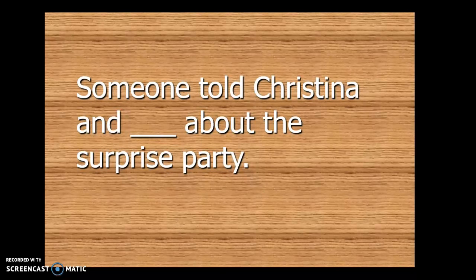Someone told Christina and blank about the surprise party. Now, would you say someone told Christina and I about the surprise party? Or would you say someone told Christina and me about the surprise party? Now let's test this one. Would you say someone told me about the party? Take out Christina and get rid of that and test it by itself. Would you say somebody told me about the party, or would you say someone told I about the party?